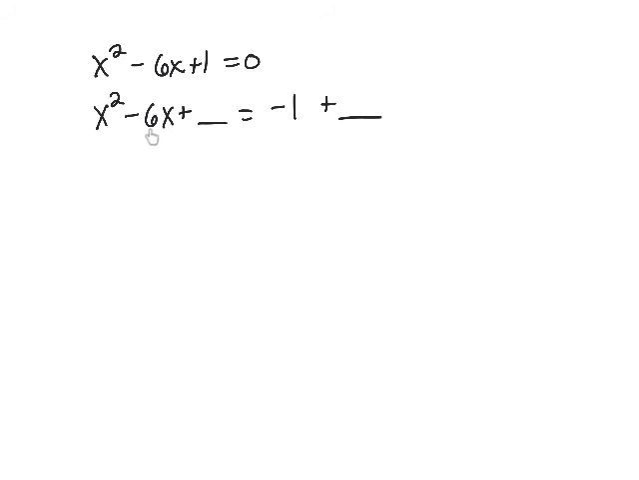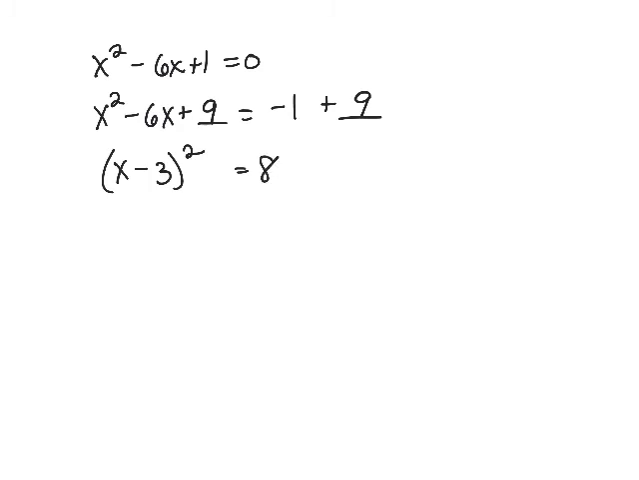So I take the center number, I ignore the sign, center number, divide it in half and square it. So 6 divided by 2 is 3, 3 squared is 9. That's what I'm putting in the blanks, 9, 9. Now this guy factors into the square root of the first term, the sign of the center, the square root of the second term twice.